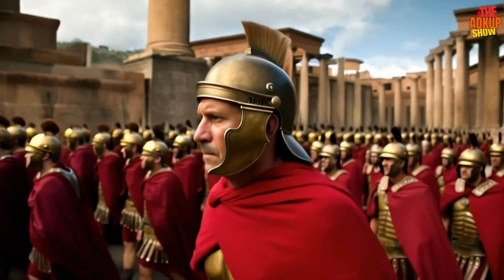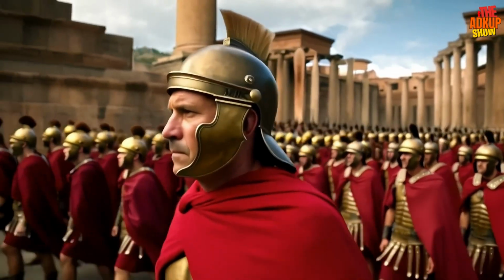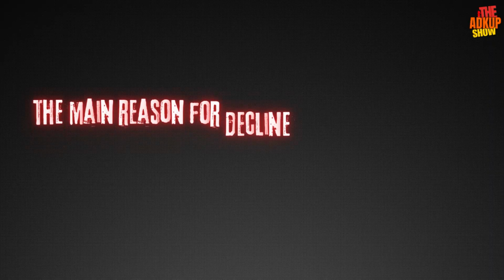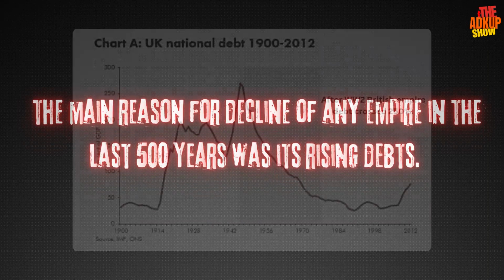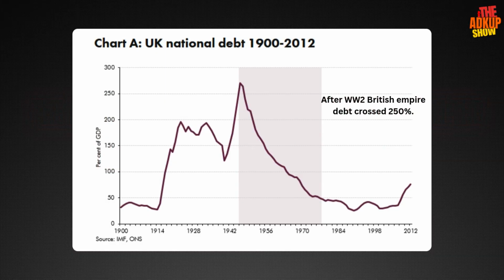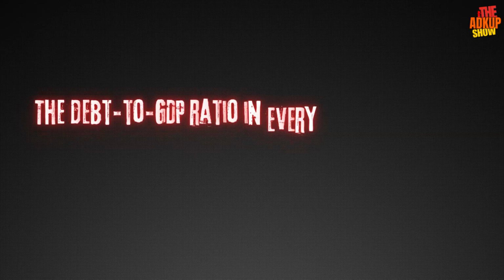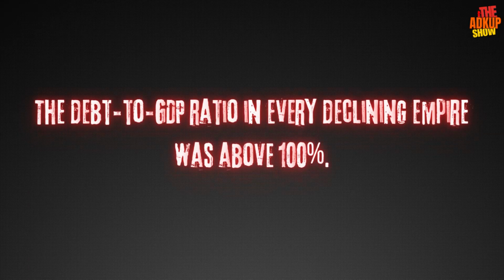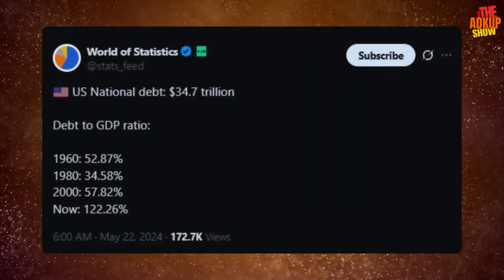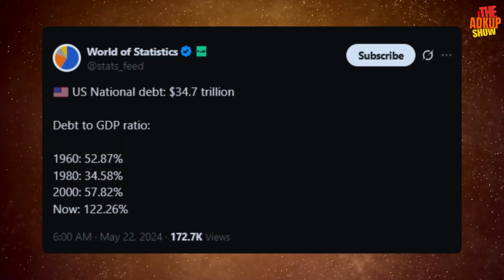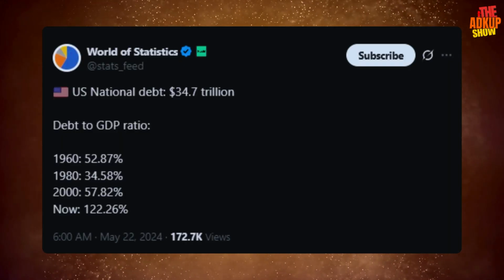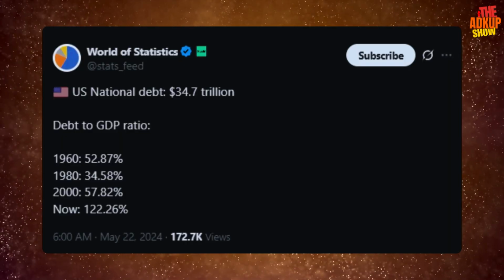If you look into history, then you'll find out that in the last 500 years, the main reason for the decline of any empire was its rising debts. At one point, the debt became so massive that the empire was not able to manage itself. The debt to GDP ratio in every declining empire was above 100%. And guess what? America is currently standing at 122%. It's trying to reduce this number, but nothing is working. The debt is continuously increasing.